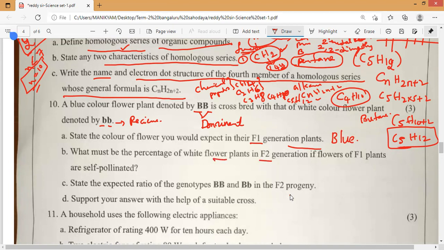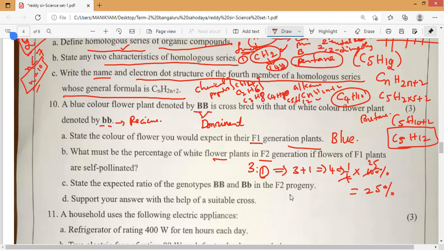In the F2 generation, the law of segregation gives 3:1. They are asking for the percentage, so percentage means we take the total as 100%. Like physics and mathematics, the total divisions are 3 plus 1, which equals 4. White color is 1. So 1 by 4 into 100 equals what? 4 twenty-fives are 100. So what is the percentage of white flowers, guys?